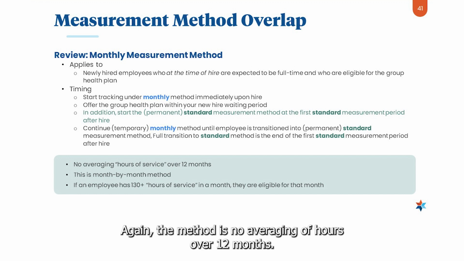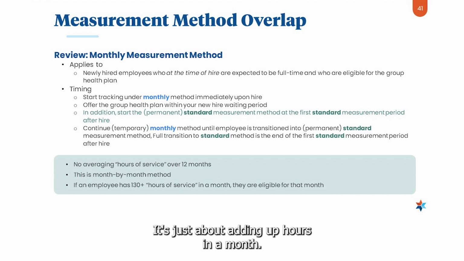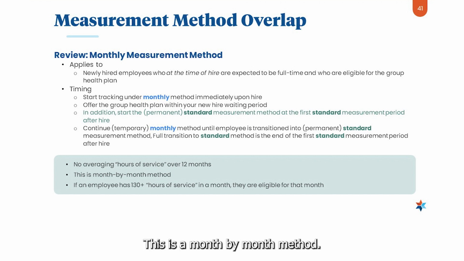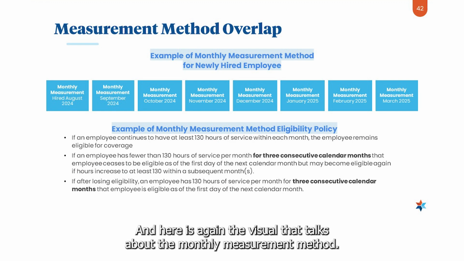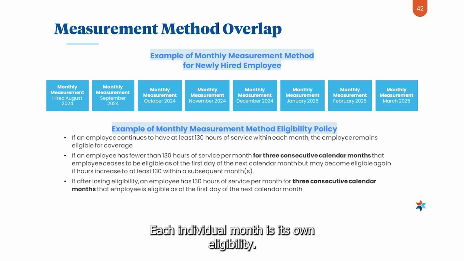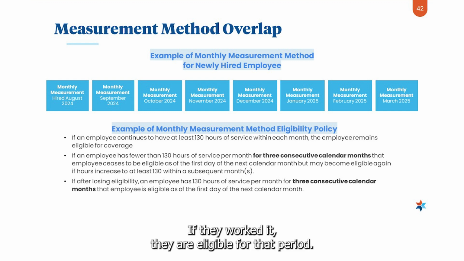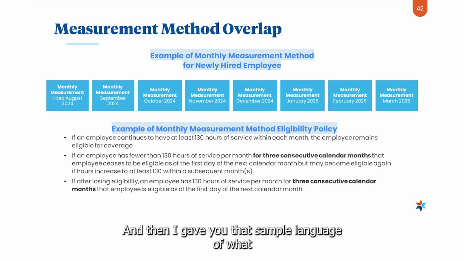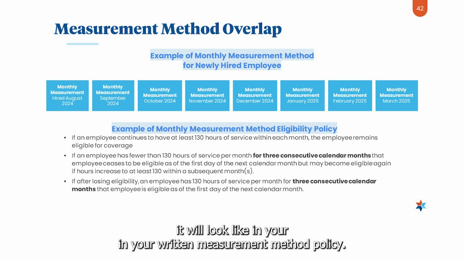Again, the method is no averaging of hours over 12 months. There's no averaging anything. It's just adding up hours in a month. If they worked 130 hours or more, they're eligible that month. This is a month-by-month method. And here is, again, the visual that talks about the monthly measurement method. Each individual month is its own eligibility period. If they worked it, they are eligible for that period. And then I gave you the sample language of what it will look like in your written measurement method policy.